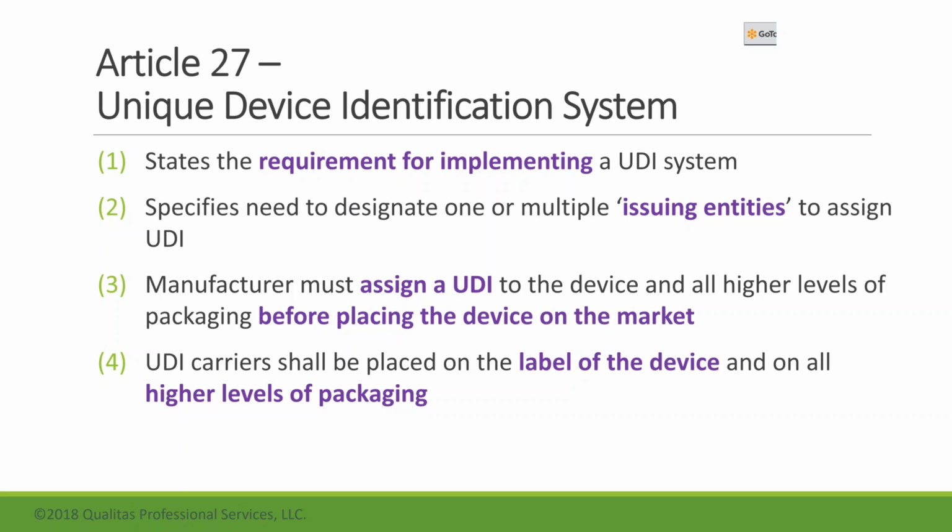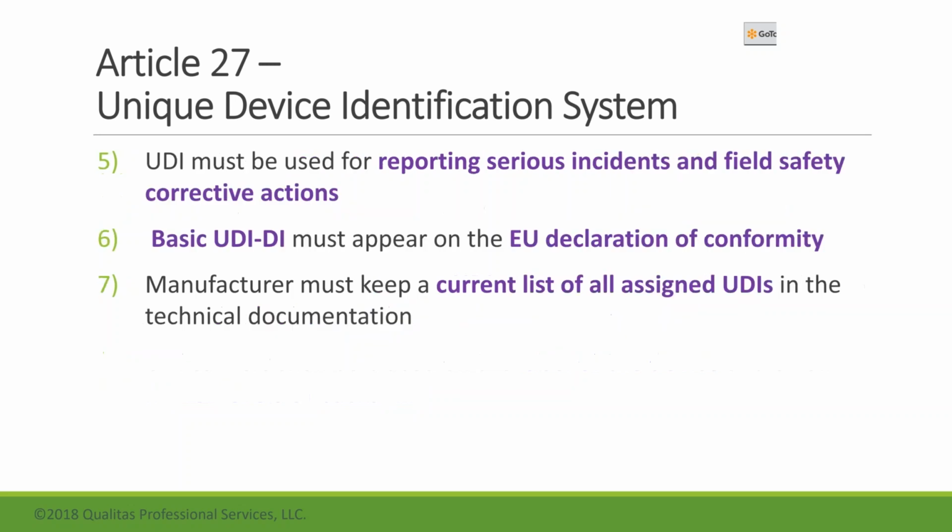So then that would have the UDI on it. But shipping containers are those external plain, maybe your company-branded boxes. Think of an Amazon box that you put your products in to send. And those do not require UDI on them. UDI must be used for reporting serious incidents and field safety corrective actions. Basic UDI, this is where we first see reference to that Basic UDI, and that it's going to appear on your declarations of conformity.